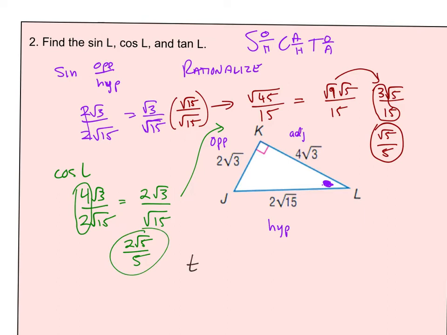Then last but not least, tangent. Tangent would be 2 square root of 3 over 4 square root of 3, opposite over adjacent. And this is actually quite nice because the square root of 3's just cancel out. 2 over 4 just becomes 1/2. There, I'm done. Not a bad one, really.